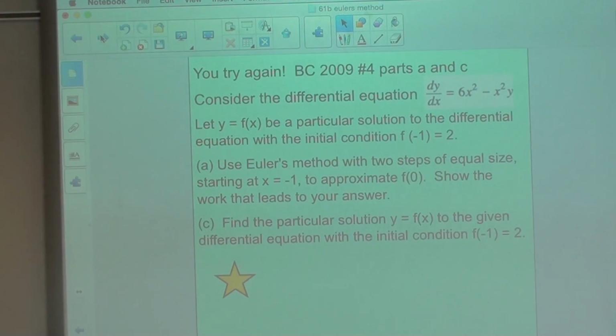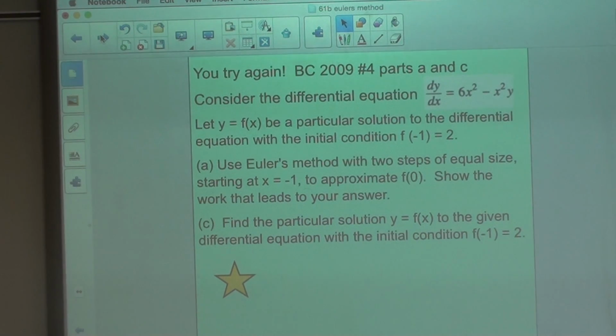Okay, so I went ahead and found one on an old BC exam. This is the 2009 BC exam, question number 4 from the free response. Here's what it says. Consider the differential equation dy/dx equals 6x squared minus x squared y. Let f of x be a particular solution to the differential equation with the initial condition f of negative 1 equals 2. Part A: use Euler's method with 2 steps of equal size, starting at x equals negative 1, to approximate f of 0. Show the work that leads to your answer.